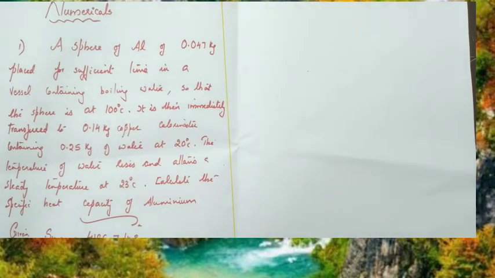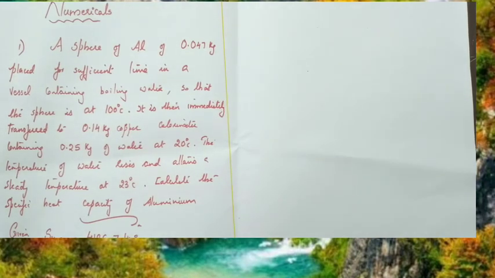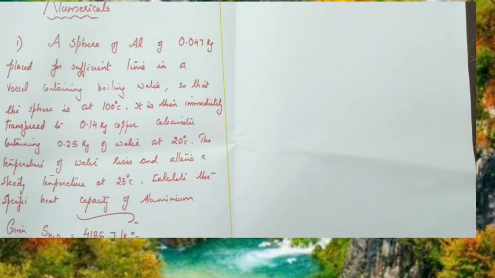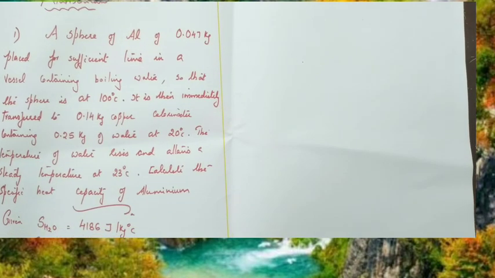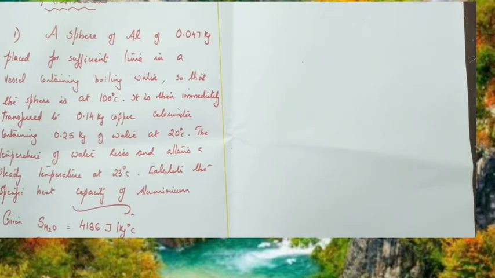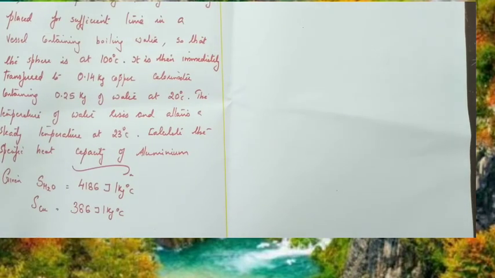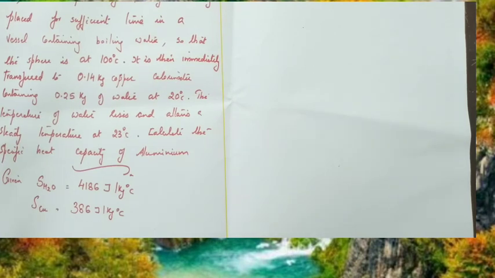A sphere of aluminium of 0.047 kilogram is placed for sufficient time in a vessel containing boiling water so that the sphere is at 100 degrees Celsius. It is then immediately transferred to a 0.14 kilogram copper calorimeter containing 0.25 kilogram of water at 20 degrees Celsius. The temperature of water rises and attains a steady temperature of 23 degrees Celsius. Calculate the specific heat capacity of aluminium. Given specific capacity of water is 4186 joule per kilogram degree Celsius. Specific capacity of copper is 386 joule per kilogram degree Celsius.